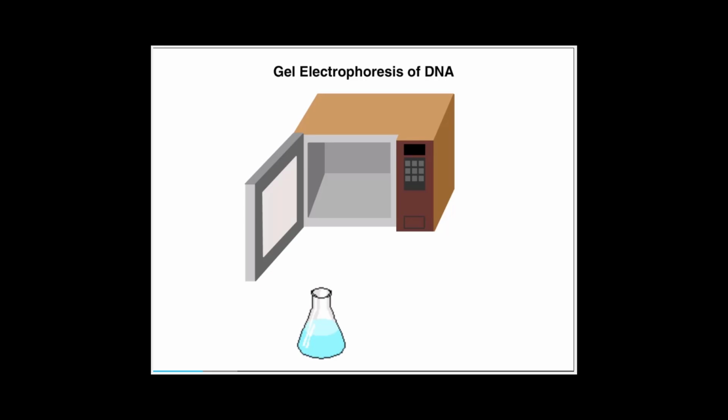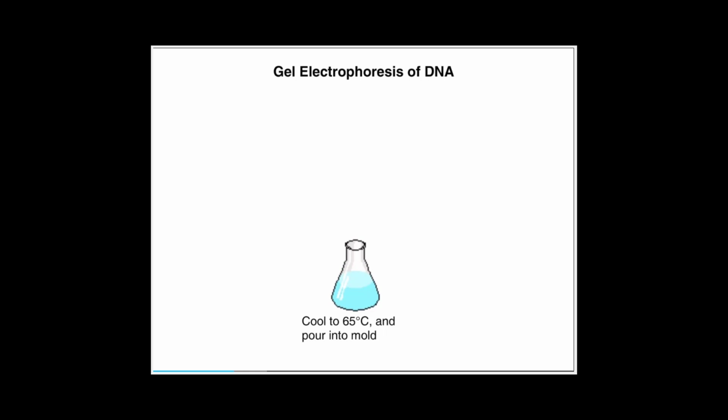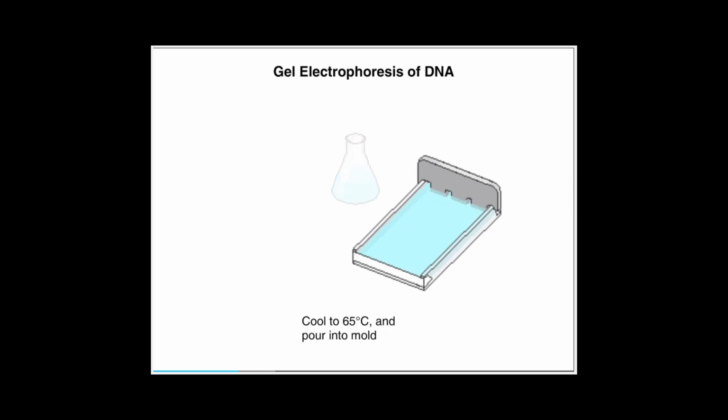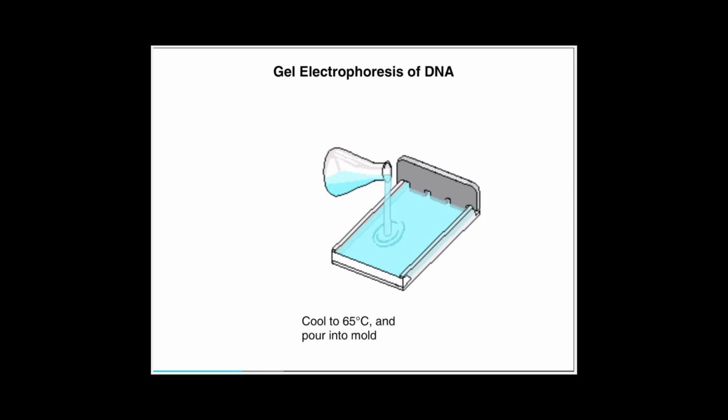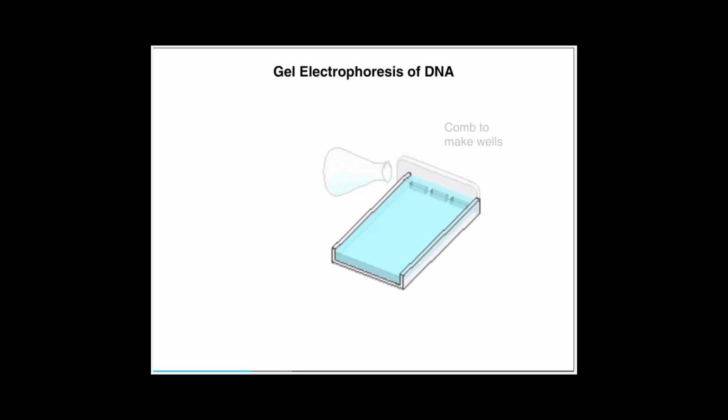Making the gel is the first step in gel electrophoresis. A common material used for gel electrophoresis of DNA is agarose. Agarose gels are made by first boiling a mixture of powdered agarose and buffer. When the mixture has cooled to about 65 degrees Celsius, the solution is poured into a gel mold. When further cooled to room temperature, the agarose solidifies to produce the gel with indentations called wells.